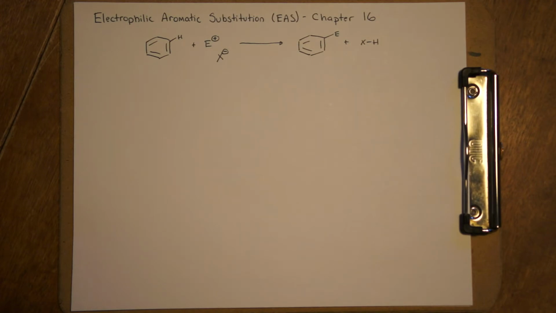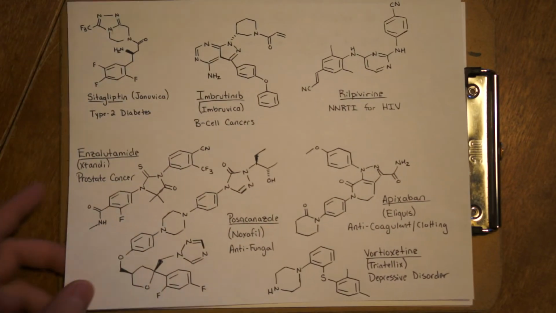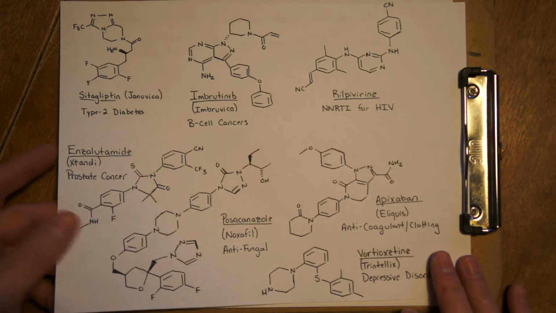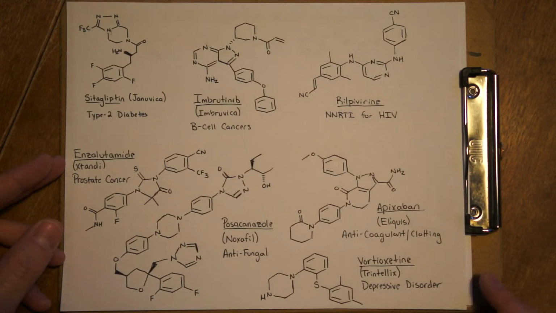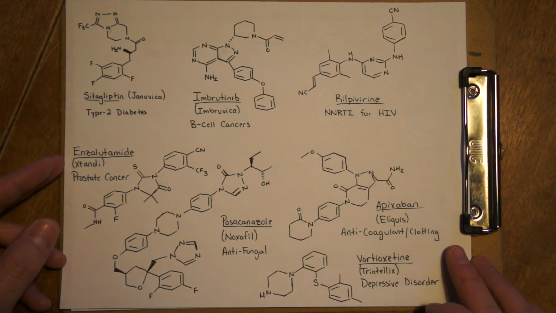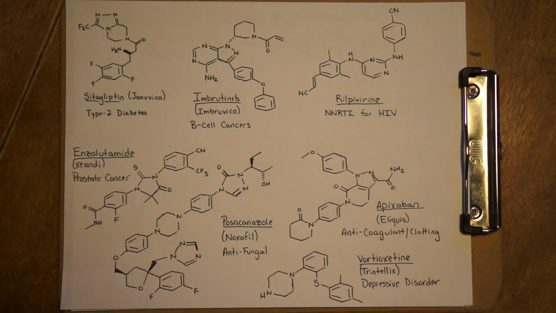Now this is a really important reaction or class of reactions just because a lot of pharmaceutical compounds, top-selling pharmaceutical compounds, feature substituted, highly substituted benzene rings and other aromatic rings. Okay, so here is just a very, very small handful of many of the drugs that are on the market that contain aromatic rings. So let's go through this really quickly.